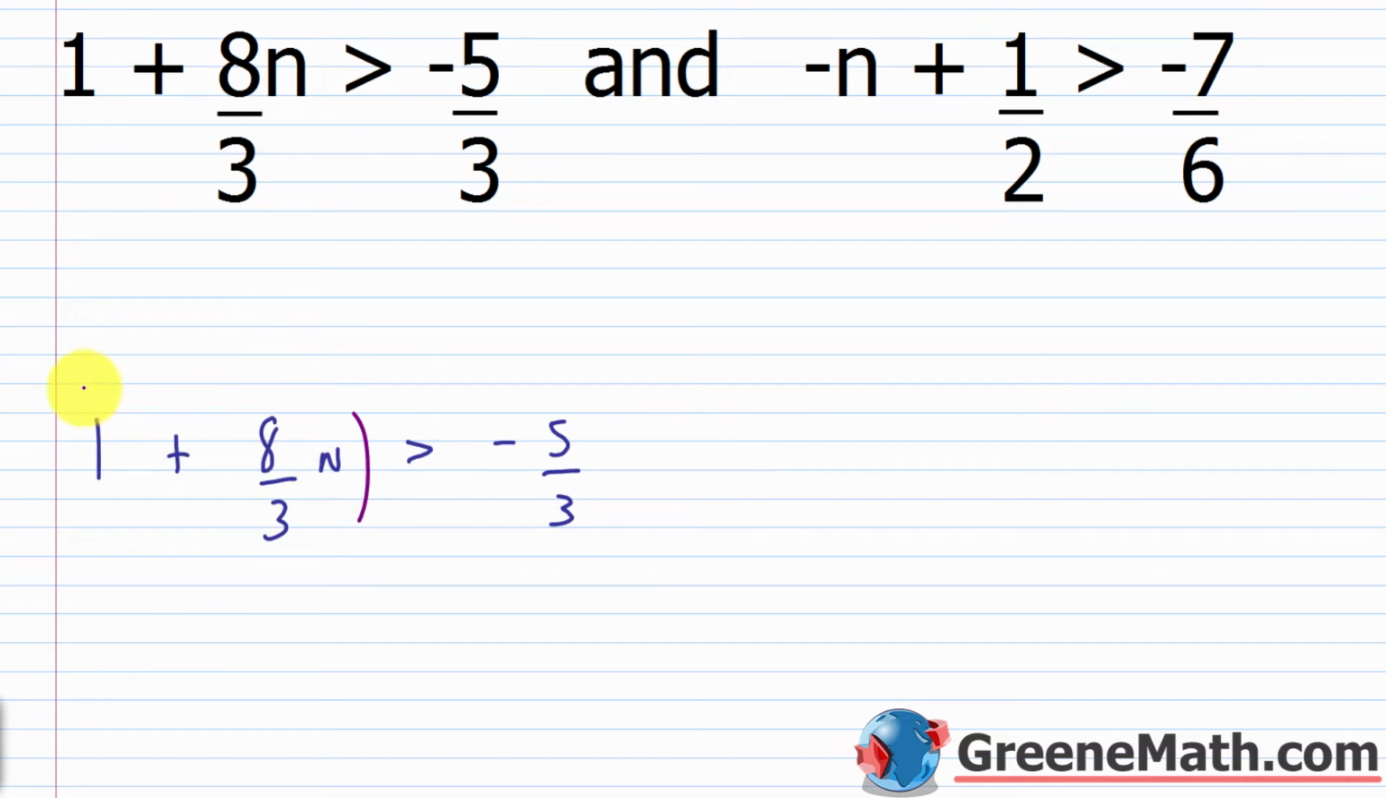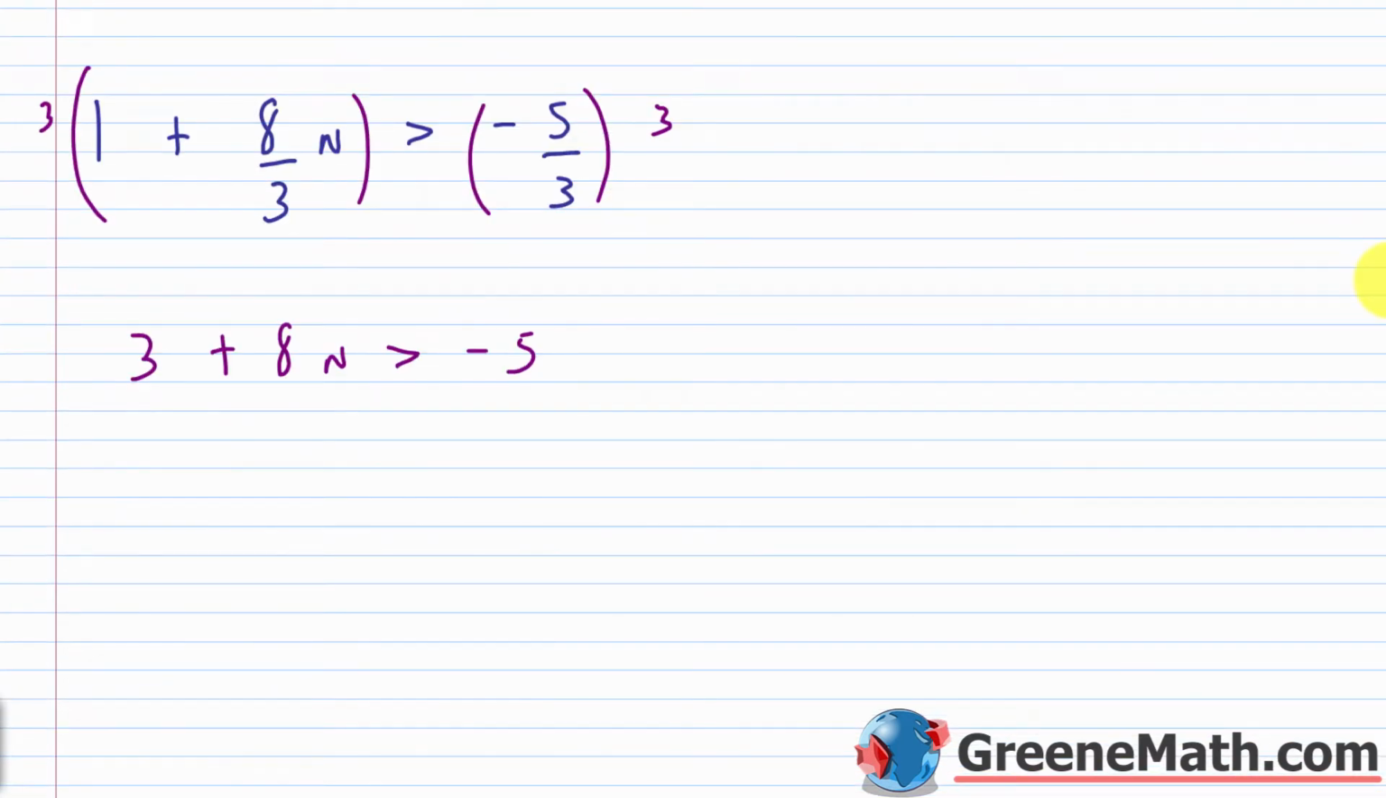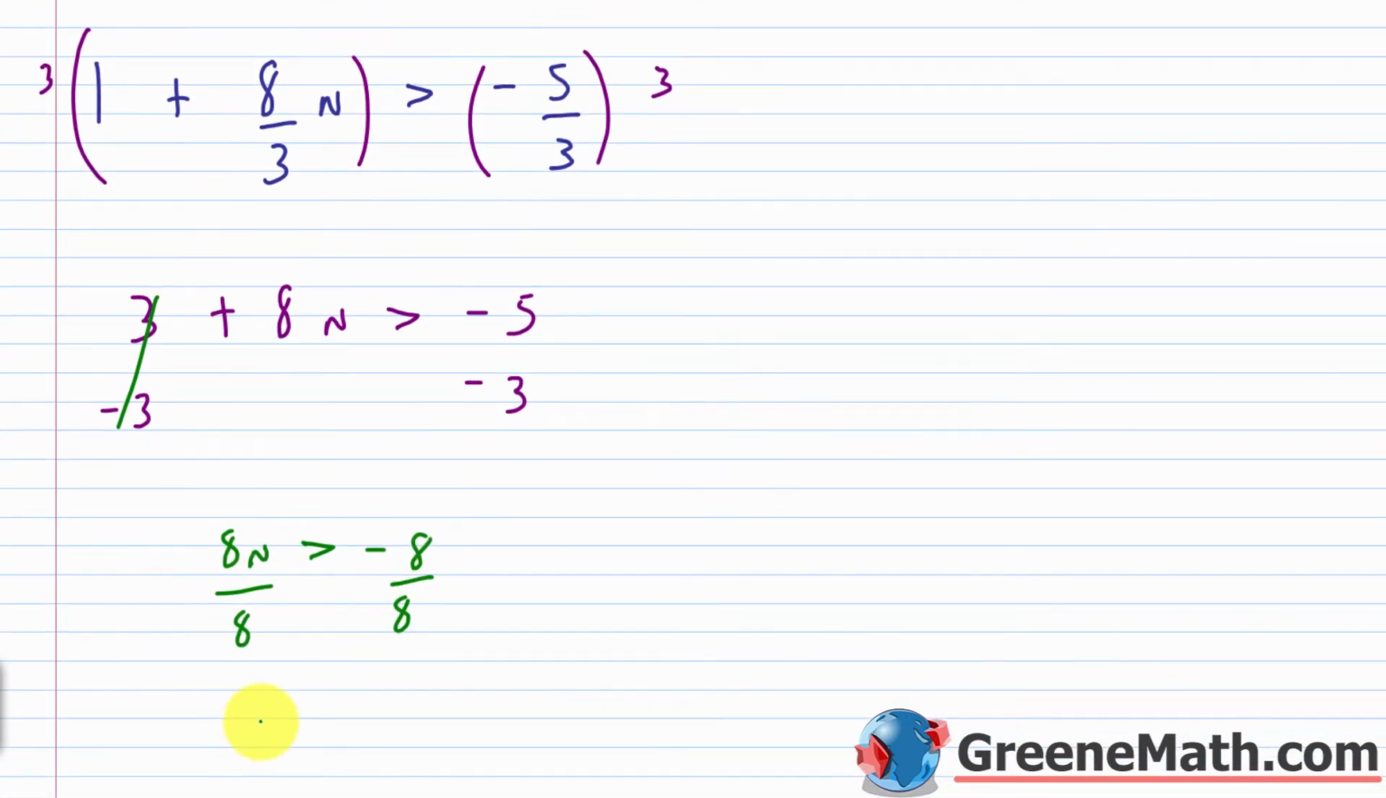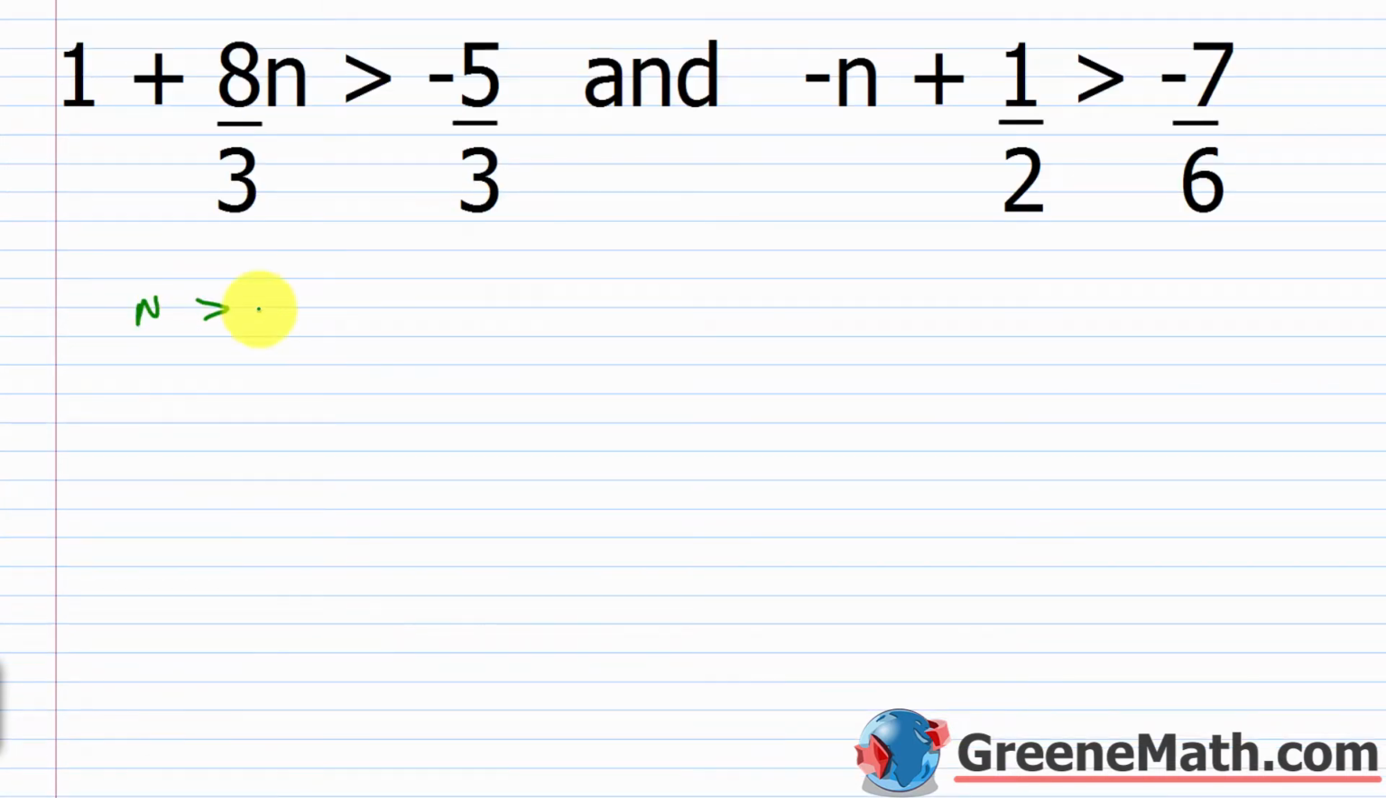So I'm going to multiply both sides here by 3. And so 3 times 1 is 3, plus 3 times 8/3 is 8, then times n. And this is greater than 3 times -5/3 is -5. Just scroll down a little bit, get a little room going. I would subtract 3 away from each side of the inequality. This will cancel. I will have 8n is greater than -8. Divide each side by 8, and I get n is greater than -1. Okay, so again, n is greater than -1.